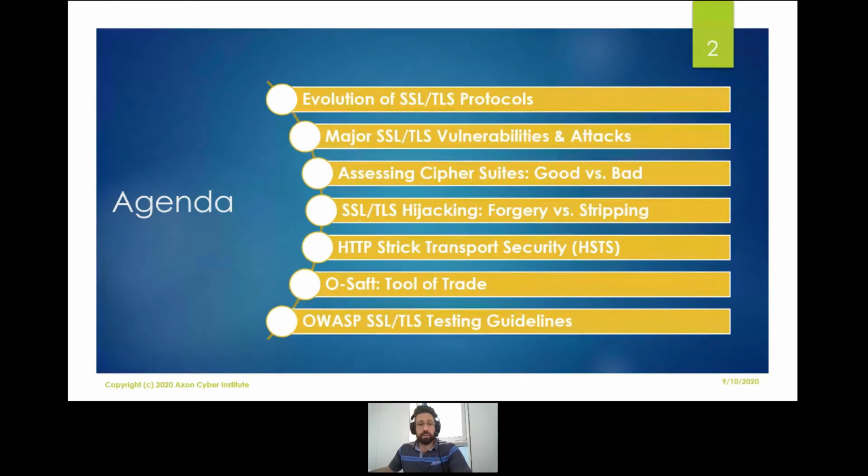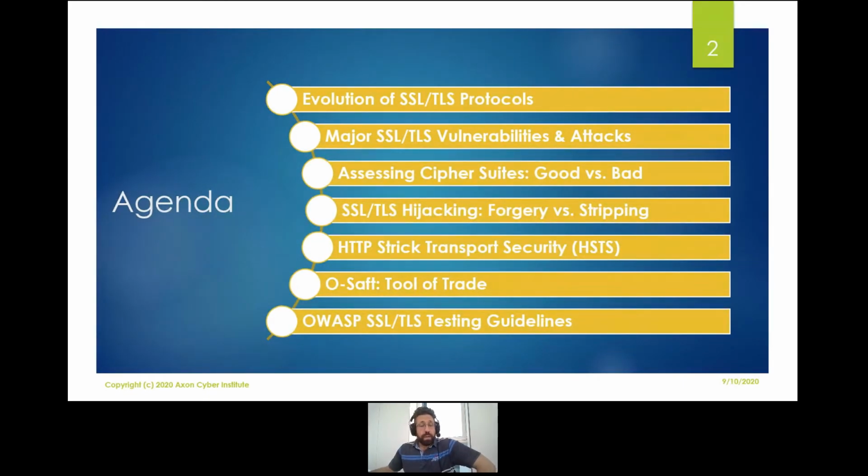And then we're going to talk about cipher suites. Cipher suites are those combinations of encryption and hashing algorithms that are used inside SSL/TLS protocols. Some ciphers are weak and bad, some are strong and important. So we're going to review what the characteristics of these cipher suites are and how to filter out the good from the bad and so on.